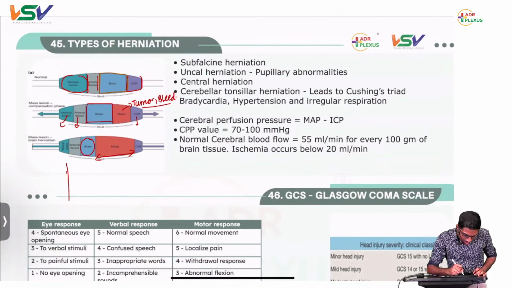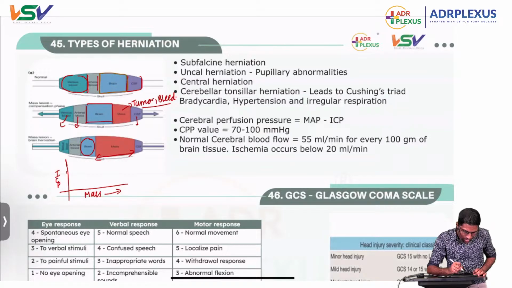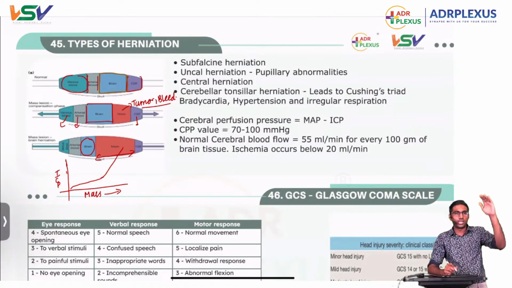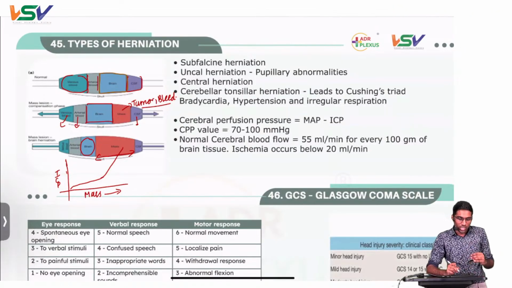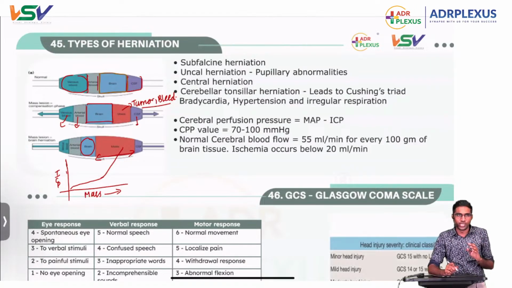An important point here is when you map it like this, this is the size of the mass lesion increasing, and this is the ICP. The mass will keep on increasing, but the ICP will still be maintained. But when the mass is so high, then there is a sudden increase. This is an important curve that is related to types of herniation.